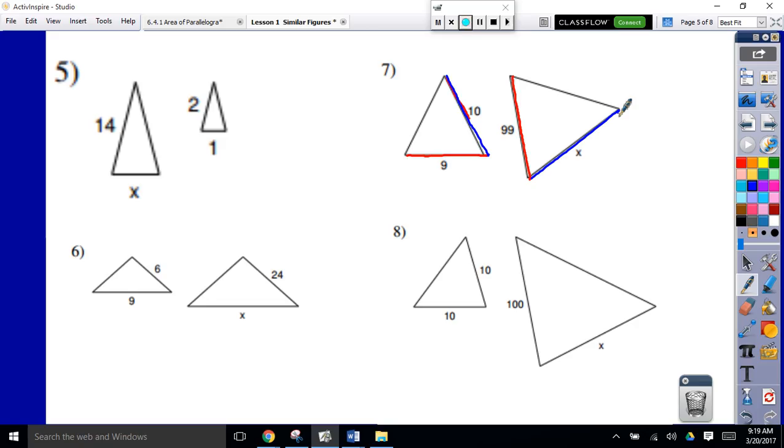Thomas, what proportion would I set up? You would do 9/99, right? Yep. And then you do 10/x. Good. Okay, what do we do? 99 times 10. Okay, which is? You shouldn't need your calculator, you can just add a 0. That'd be 990. There you go. Divide that by 9, and then you get 110. Good.